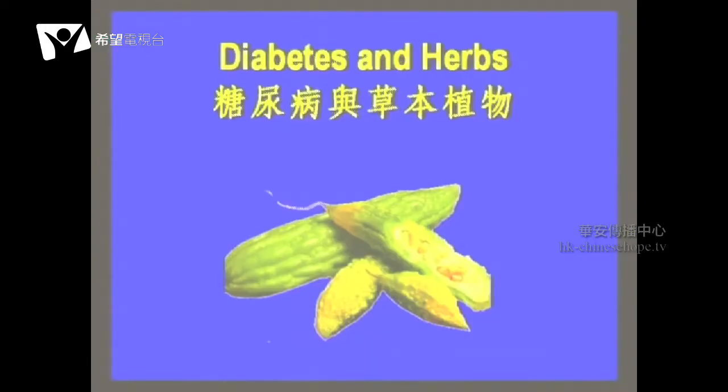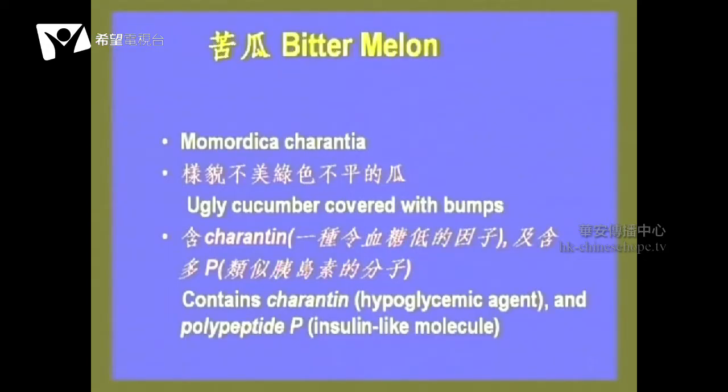Now let's talk about good news for diabetes. There are some herbs and some foods that are good to prevent and to treat the disease. The first one is what we call bitter melon, or in scientific name, Momordica charantia. Bitter melon has a substance called polypeptide P.